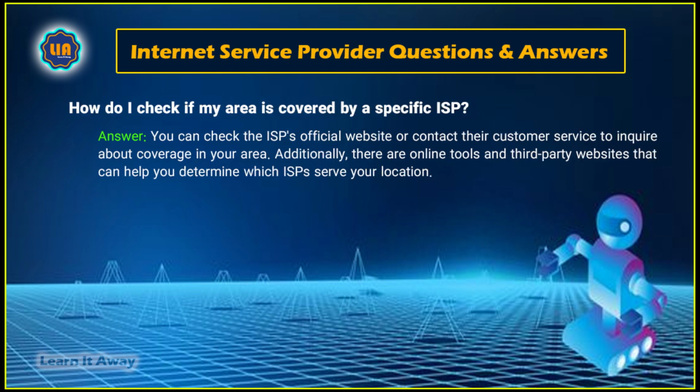How do I check if my area is covered by a specific ISP? Answer: you can check the ISP's official website or contact their customer service to inquire about coverage in your area. Additionally, there are online tools and third-party websites that can help you determine which ISPs serve your location.